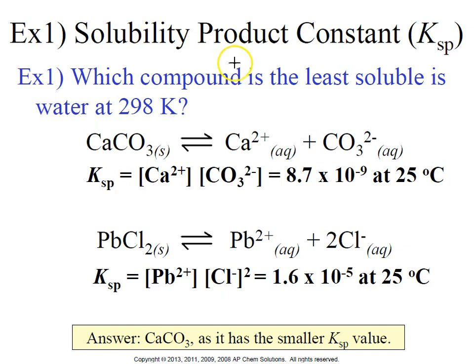The question, I read this wrong, is which is the least soluble, and I was reading it as more soluble. So this one with the smaller value means I'm going to have less product. So it's the opposite of what I was saying, although my reasoning was correct, but it asked for the least soluble. So the calcium carbonate must be the least soluble because it has the smaller KSP value.